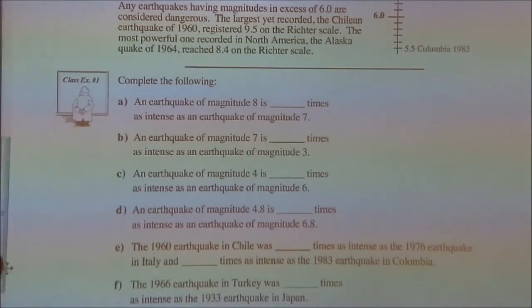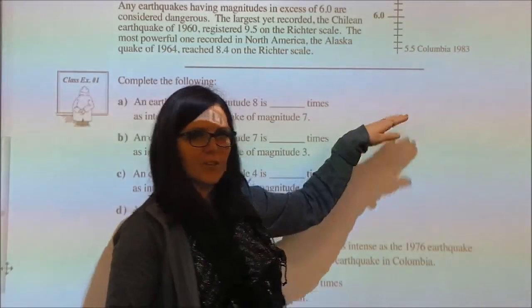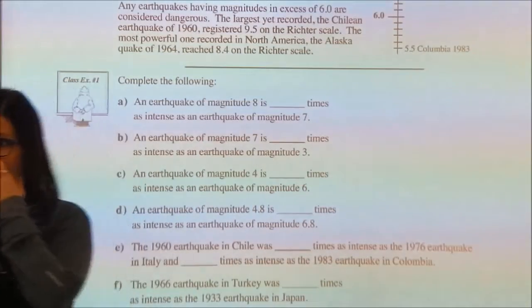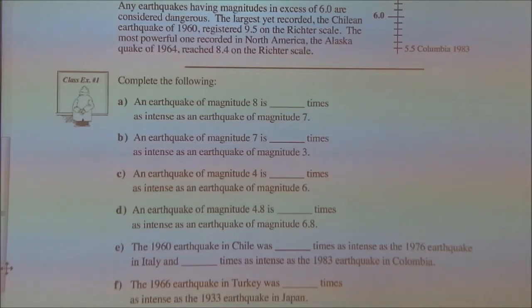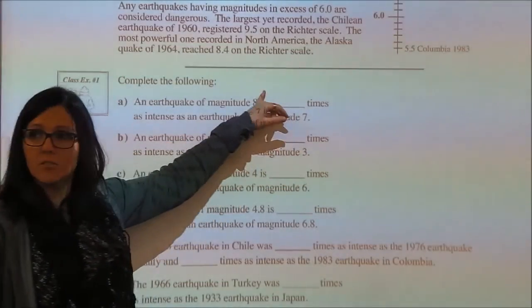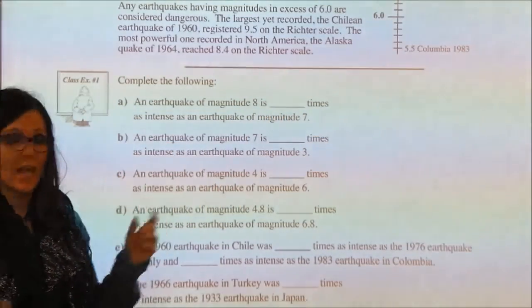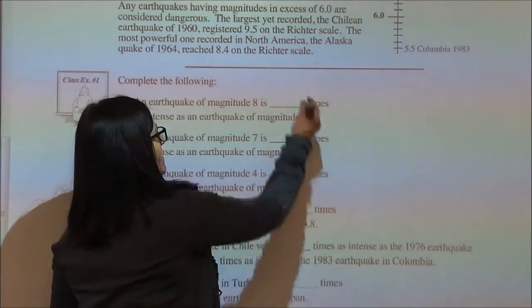So if we look at class example number 1, an earthquake of magnitude 8 is how many times as intense as an earthquake of magnitude 7? Each level is a factor of 10. So which one's more intense, the 8 or the 7? The 8. And how many levels? Just one time. So 10 to the power of 1, or 10 times.